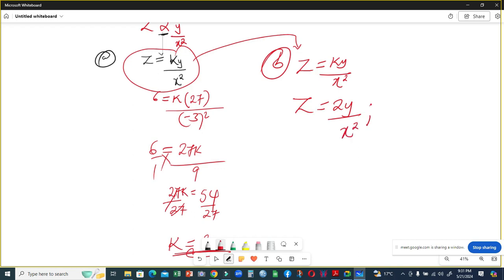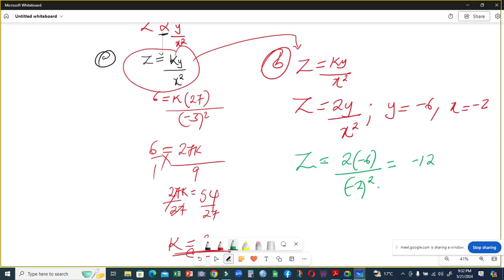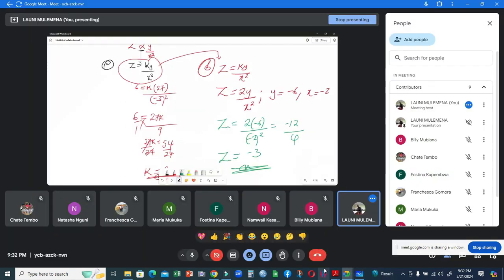So now here they are saying we find z given y equal to -6 and x equal to -2. Okay, so we just need to substitute. So 2, the value of y is -6, over x which is -2 squared. 2 times -6 is -12, over -2 squared, which is 4. So z is equal to -12 divided by 4, and the answer is -3. So this is our final answer. Any question for me?